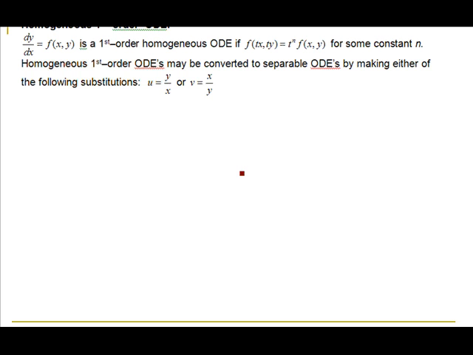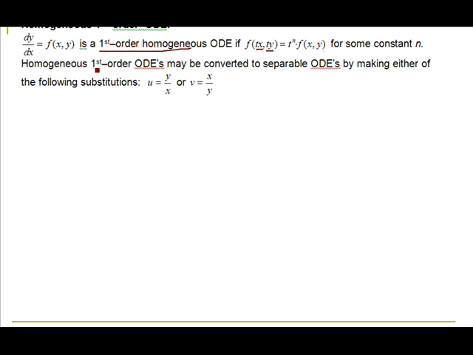The next couple of examples are looking at homogeneous first order ODEs. This term homogeneous means something different than what it meant before, and something different than it's going to mean in the next chapter that we cover. But homogeneous, as far as a homogeneous first order ODE, means that you can substitute tx in for x and ty in for y into an ODE and then be able to factor out t to some power times f of x y.